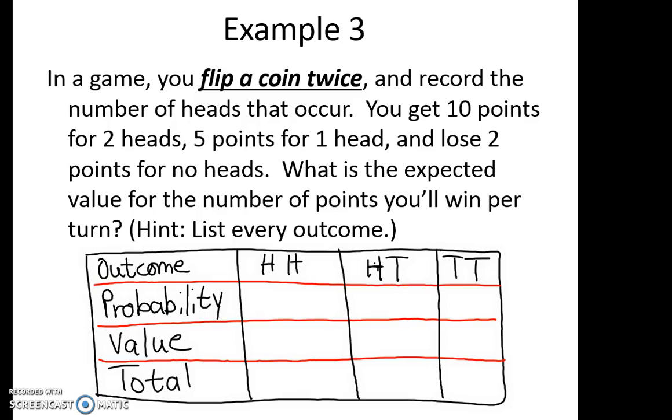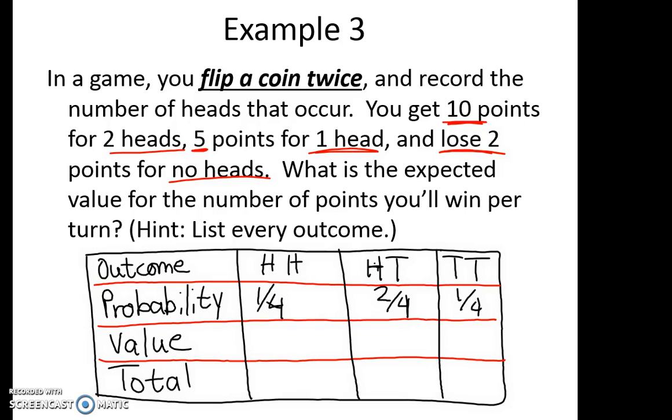So the probability is there's 4 different things you can get, but heads, heads is 1 out of those 4. Heads, tails, tails, heads, there's 2 of them out of 4. And then there's 1 out of 4 for tails, tails. There's only 1 way to get heads, heads, 2 ways to get 1 head, and only 1 way to get no heads. And then from the problem, we know if we get 2 heads, it's 10. We get 5 points for 1 head, and we lose 2 points for no heads.